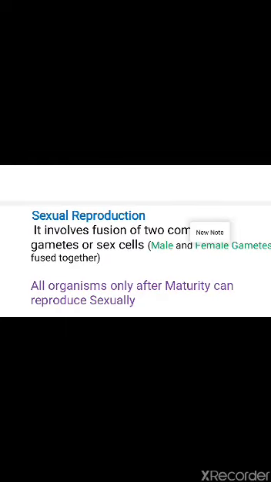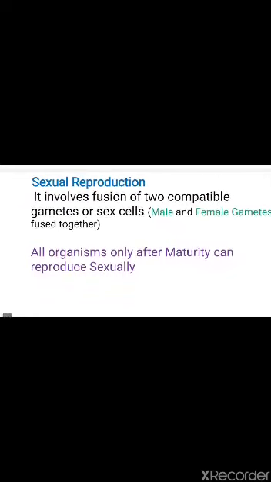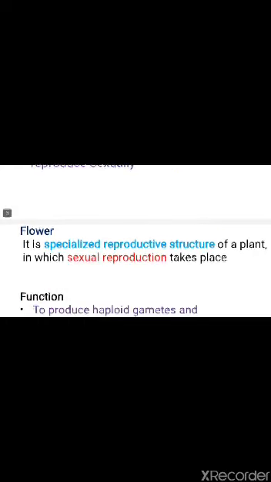Then here the first topic is sexual reproduction. So what is meant by sexual reproduction? Sexual reproduction is a fusion of male and female gametes. So male and female gametes fuse with each other, and that fusion or that reproduction is called sexual reproduction. Here one thing you note down is all organisms only reproduce sexually after maturity. That means when an organism reaches maturity, then only can they reproduce sexually.